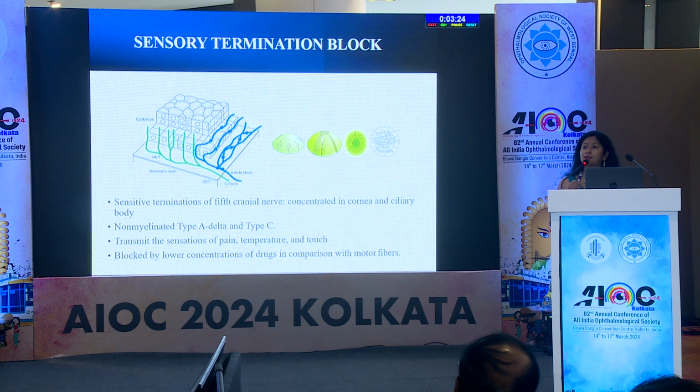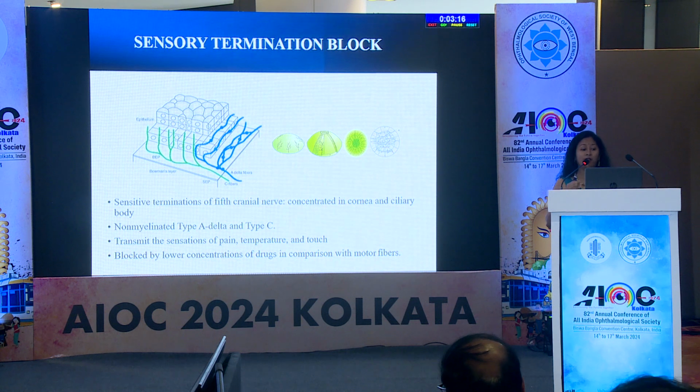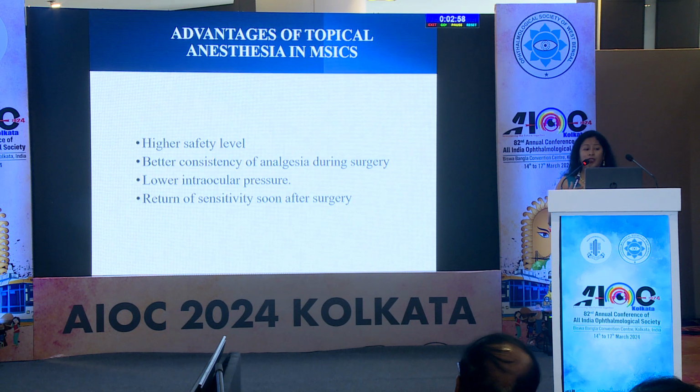Before jumping to any conclusion, I decided to analyze where we are actually working. The sensory terminations of the 5th cranial nerve are concentrated in the cornea and the ciliary body. These are the areas where topical anesthetics work, and these nerves are blocked by a minimal concentration of the drug. So definitely we have advantages: you don't have the complications of peribulbar injections, you have a lower intraocular pressure, and you have the return of sensitivity soon after the surgery.